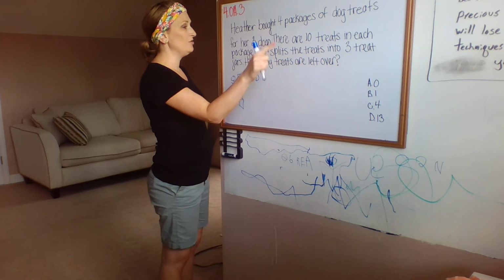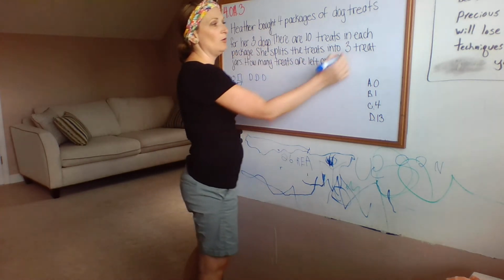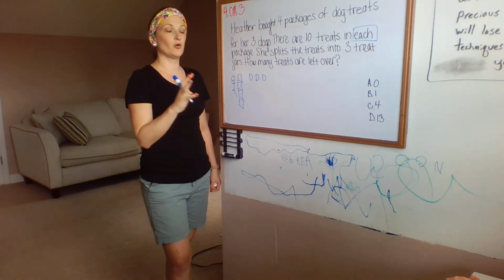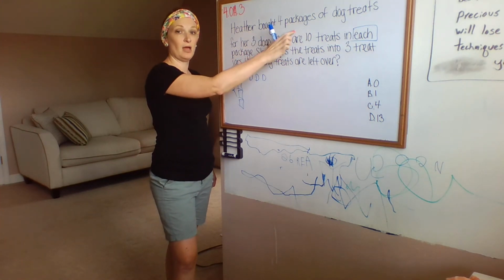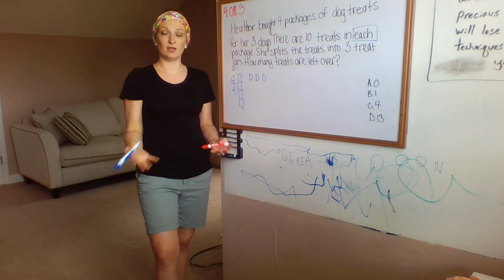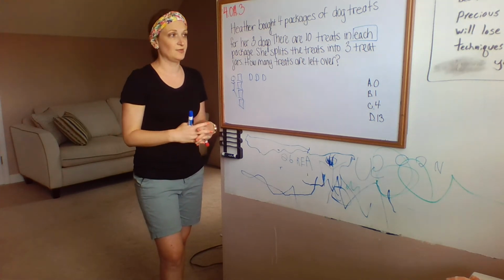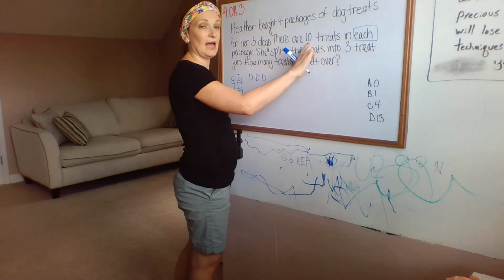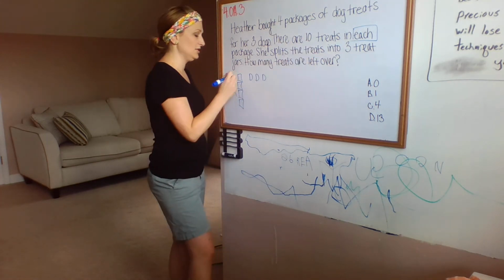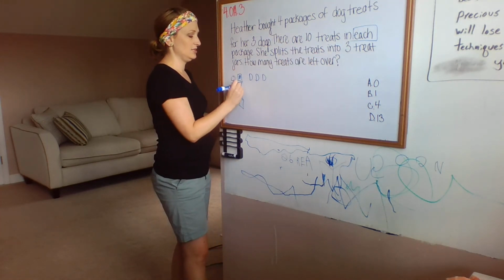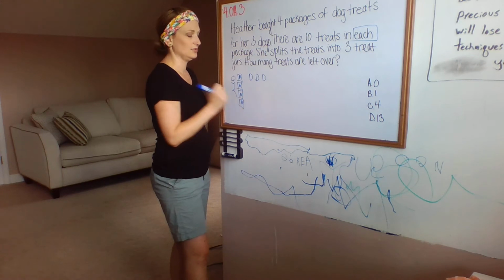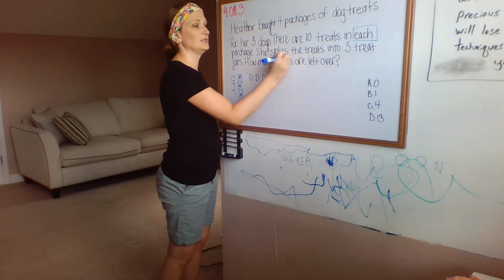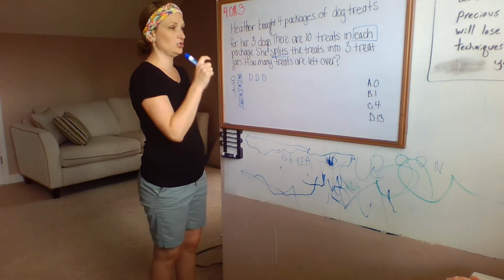So there are 10 treats in each package. Well, right away I hear each. When we hear each, we know we're talking about groups, which makes sense because we're talking about packages. And typically in packages, you're going to have multiple items. So each bag has 10 treats. So there's 10 in this, in this, in this, and in this. Okay?